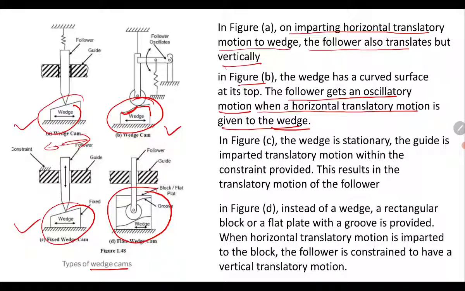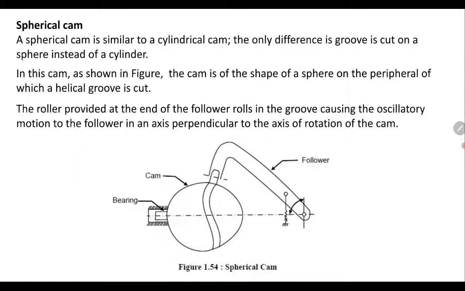And in figure D, instead of a wedge, a rectangular block or a flat plate with a groove is provided. So here you will see the groove. When horizontal translatory motion is imparted to the block, the follower is constrained to have a vertical translatory motion. So this way the wedge cam works.